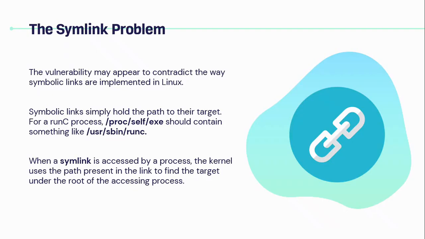The vulnerability may appear to contradict the way symbolic links are implemented in Linux. Symbolic links simply hold the path to their target. For a runC process, /proc/self/exe should contain something like /usr/sbin/runc. When a symlink is accessed by a process, the kernel uses the path present in the link to find the target under the root of the accessing process.